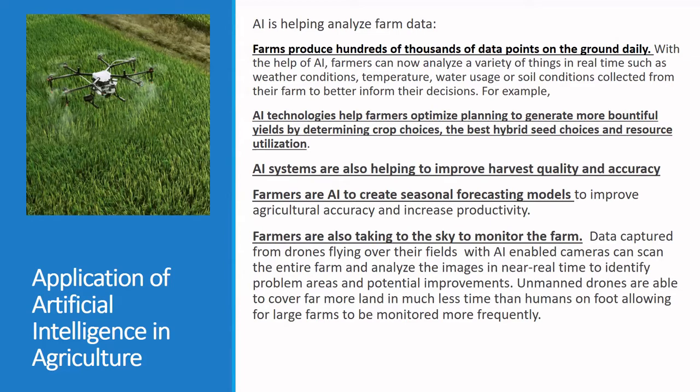So, artificial intelligence has really come a long way in helping farmers, especially here in Africa, to make sure that their yield and their crop choices are good based off the current condition. AI systems are also helping improve harvest quality and accuracy. I think I've mentioned that a couple of times. The last is on how farmers are utilizing drones, and I think I'd mentioned that. It just came to mind.